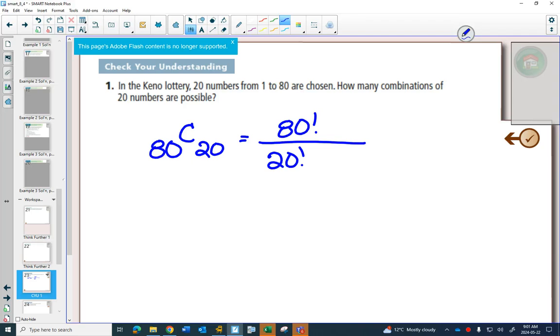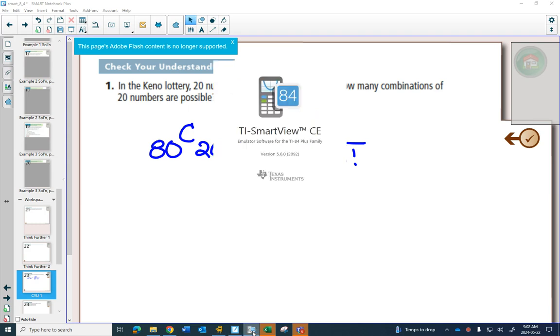The reason it's easy to remember is you'll have the 80 factorial on the top, 20 factorial on the bottom, and then on the bottom, there are always two numbers that add up to the number on the top. So 20 plus 60 is 80. This is going to equal 80 factorial over 20 factorial times 60 factorial. You'll also want to know where your combinations button is on your calculator, because this is not something you would do in your head.